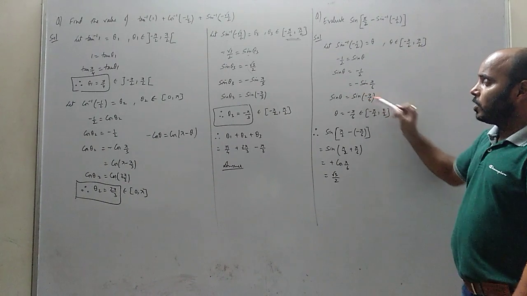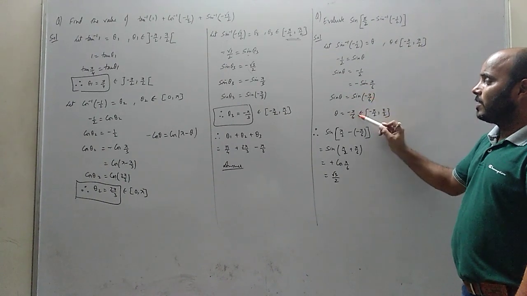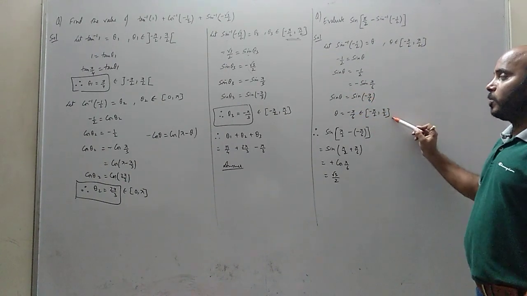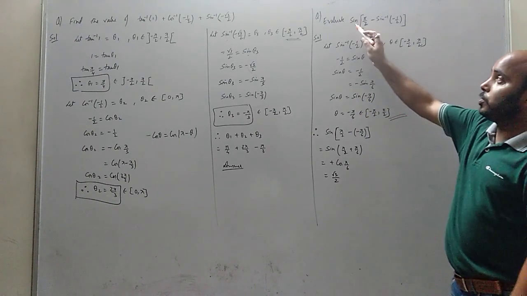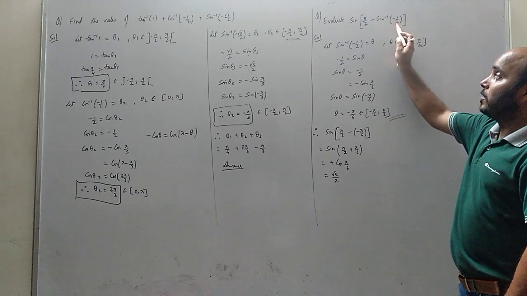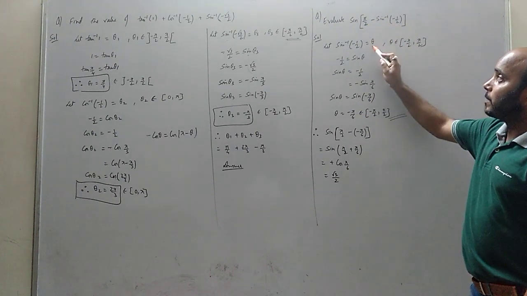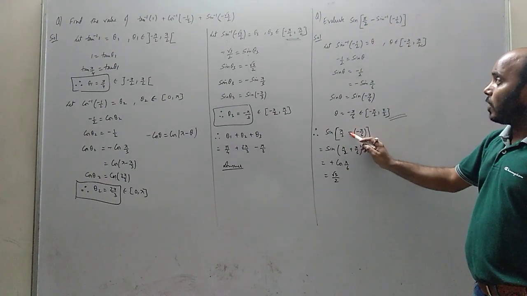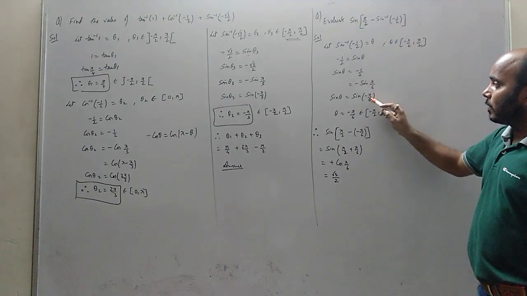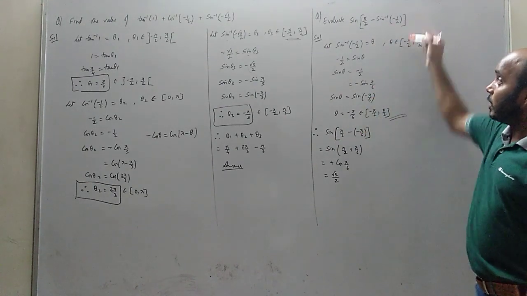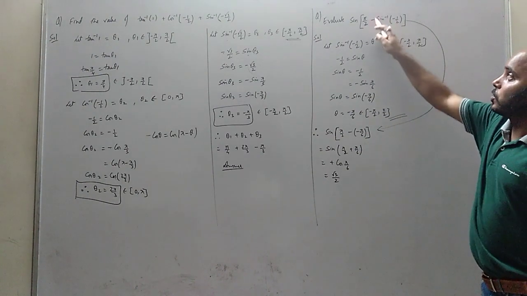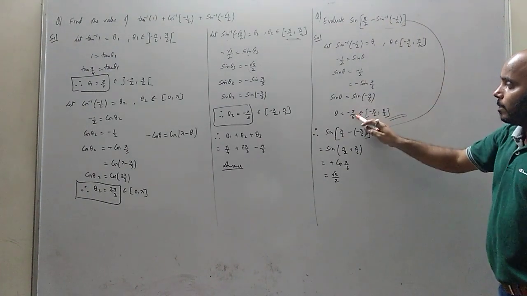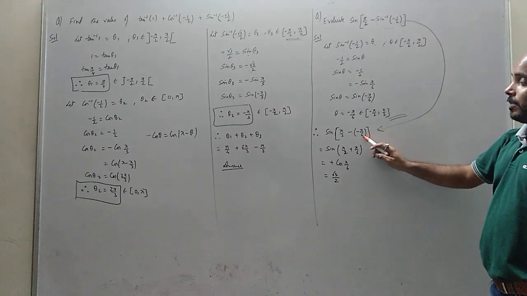Now we can compare. So we got theta equals minus pi by 6. Yes, it belongs to minus pi by 2 to pi by 2. But the question doesn't end here. What is the question? Sin of pi by 2 minus sin inverse. So what is this? This is theta. So sin of pi by 2 minus theta. What is theta we got? Minus pi by 6. You understand? This step and this step are the same. We are just substituting the value of theta, which is minus pi by 6.